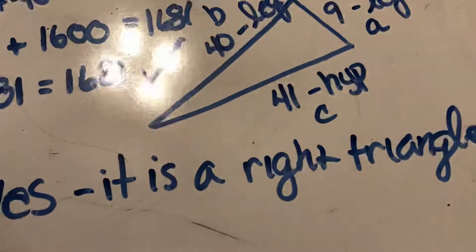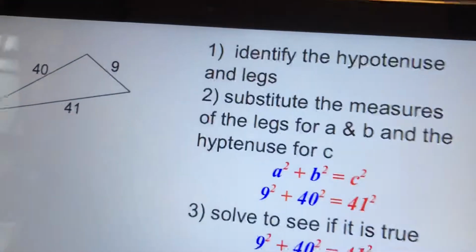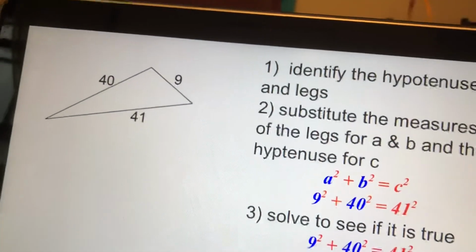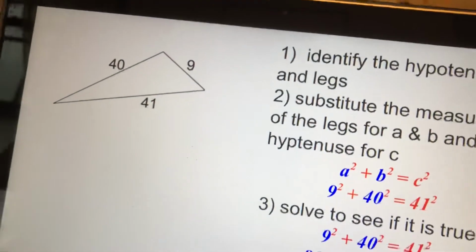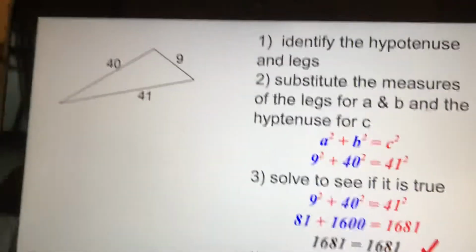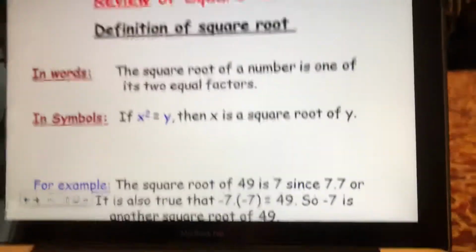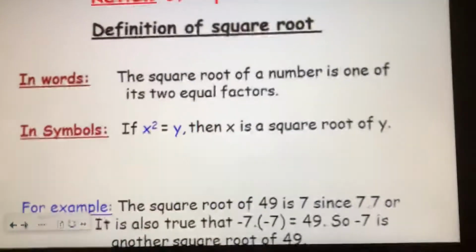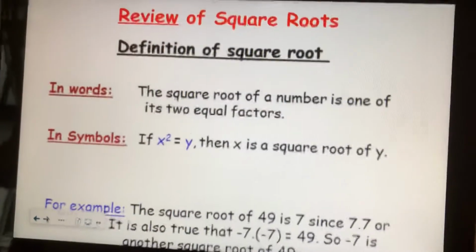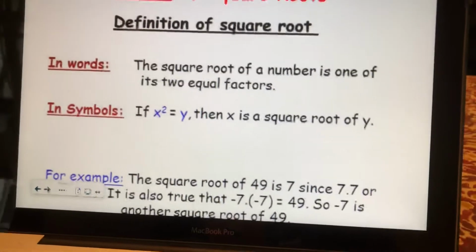So that is one of the uses of the Pythagorean theorem, to determine if a triangle that's given to you, and you know all the sides, is actually a right triangle. Now we're going to use the Pythagorean theorem to be able to find a missing side. And to be able to do that, now you can understand why we did our lesson on Tuesday. We need to use square roots.